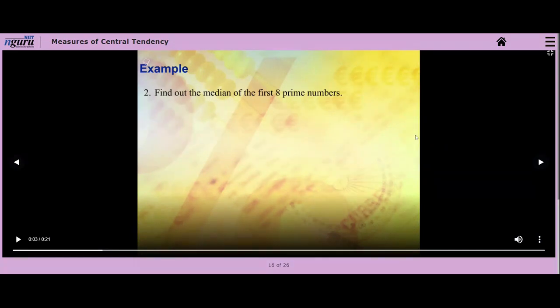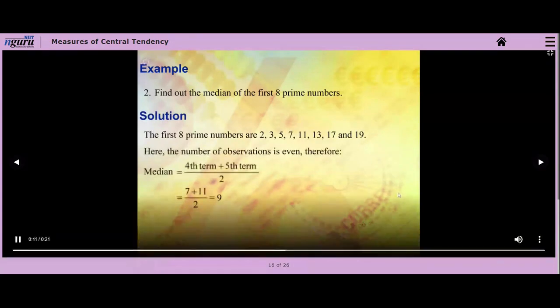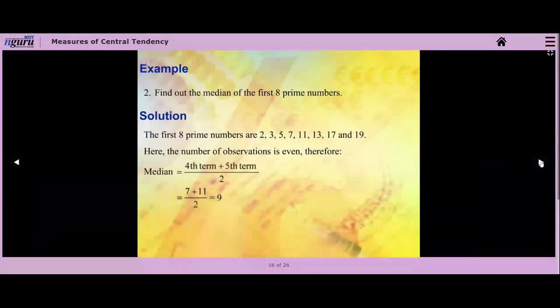Write it in ascending order. 8 numbers are there. So the 4th and 5th number. You have to add and divide by 2. First, identify the first 8 prime numbers. Here the number of observations is even. Therefore, the median is the fourth term plus the fifth term, whole divided by 2, which is equal to 9.